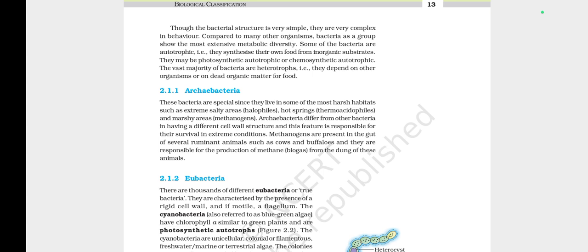अच्छा, आर्की के बारे में पढ़ेंगे. तो देखो 4 पार्ट आते हैं इसमें टोटल. आर्की बैक्टीरिया, यूबैक्टीरिया, माइकोप्लाज्मा और साइनोबैक्टीरिया. तो आराम से देखेंगे हम.